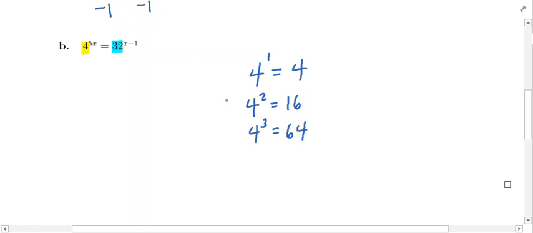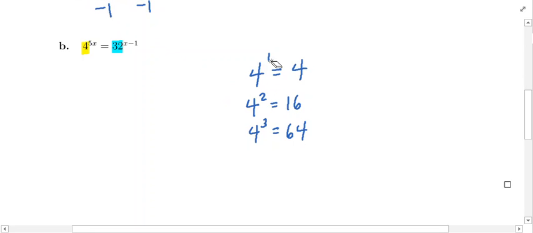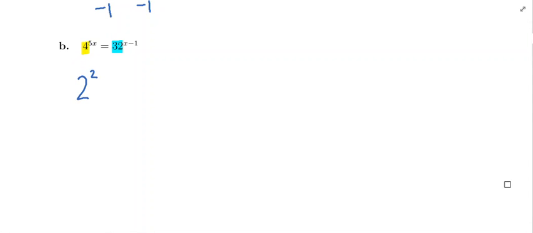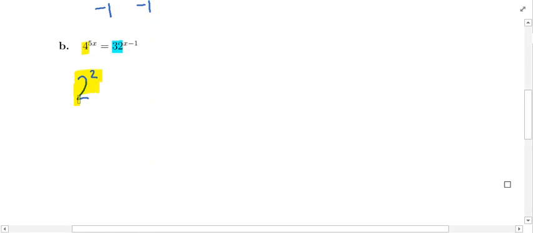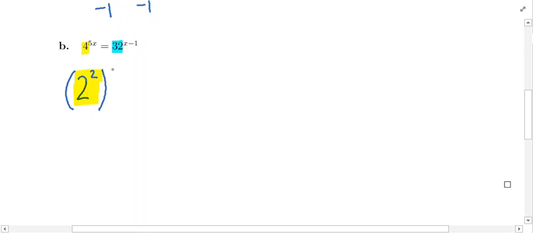So we've seen a situation like this. This just means you're going to have to change both of the bases into something else. Both 4 and 32 are powers of 2, so that's what we're going to use as our base. Let's rewrite 4 first. 4 is 2 squared. The quantities in yellow are identical. 4 is the same thing as 2 squared, and it needs to be raised to the 5x power. So that's how you're going to change the left side.